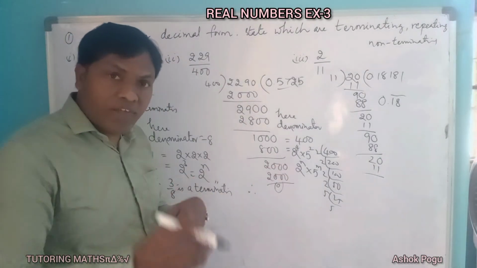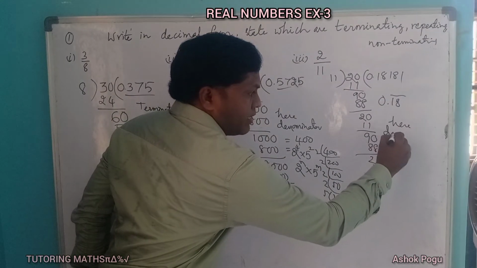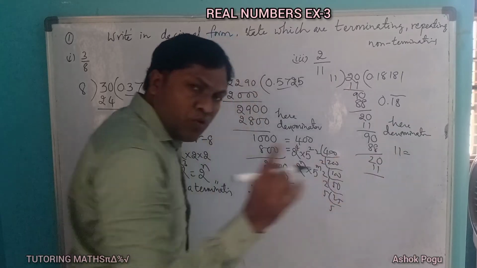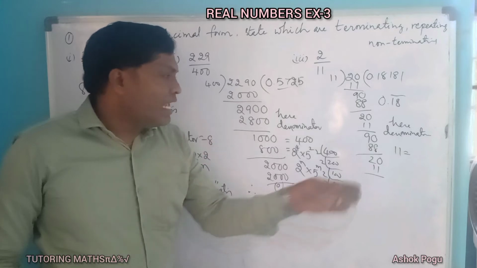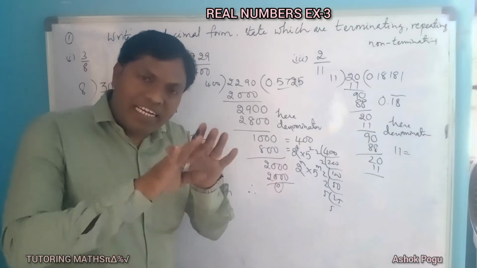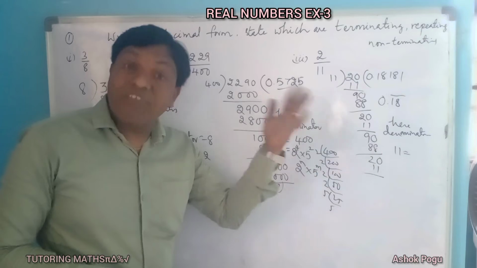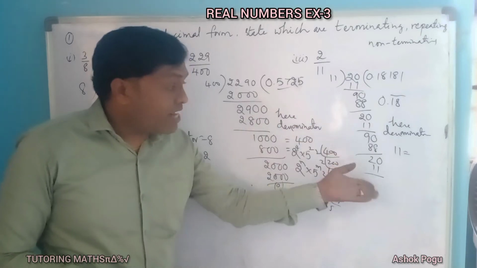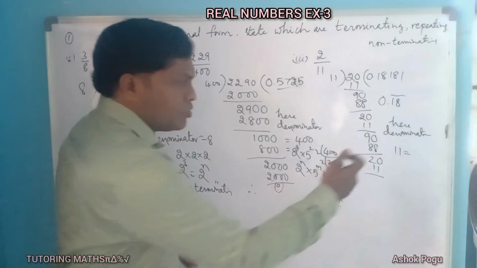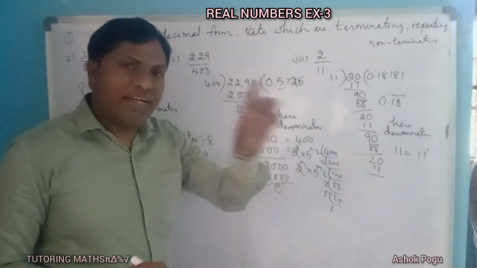So let us verify by the formula, the theorem. Here, what is the denominator? Denominator is 11. Can you write the prime factors of 11? Actually, 11 itself is a prime number. It doesn't have factors at all. There are no factors for 11. So you cannot express it as 2 power n or 5 power m. So it is 11 power 1. That's all.